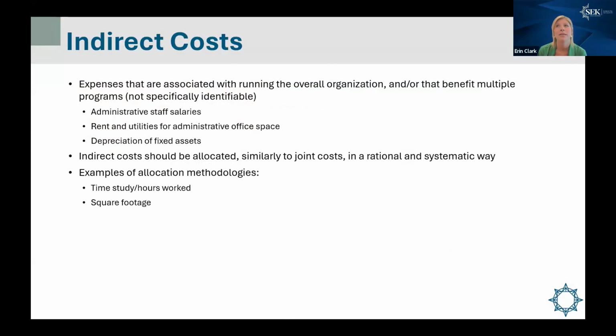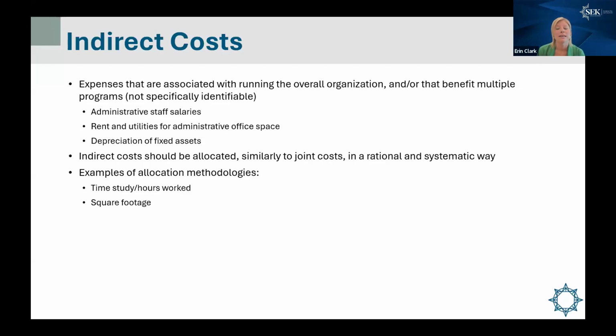This is not to be confused with G&A. We mentioned that general and administrative costs are also needed to run the overall organization. Indirect costs can still be programmatic, they can even be fundraising. But the point here is that they are not directly associated with one program or with one grant.